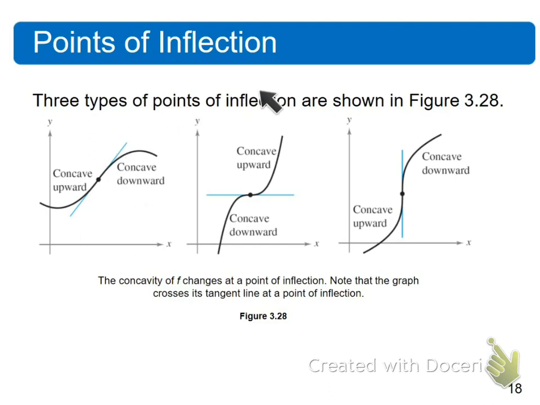So there's three types of points of inflection. Concave up to concave down. Look at this one, concave down to concave up. Look at this one, it's concave up, concave down. So this one, you have a tangent line. Here you have a tangent that's 0, and here you have a tangent that's undefined. Okay? But the concavity changed.